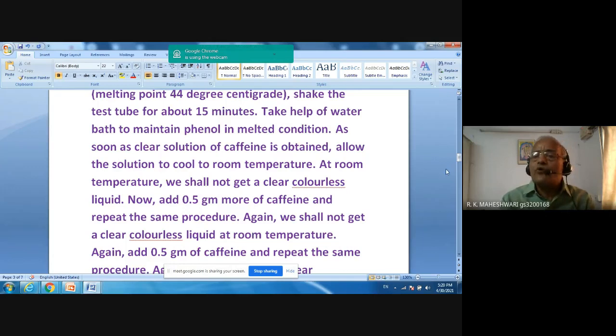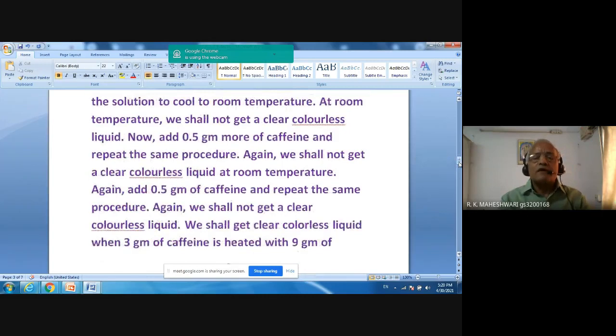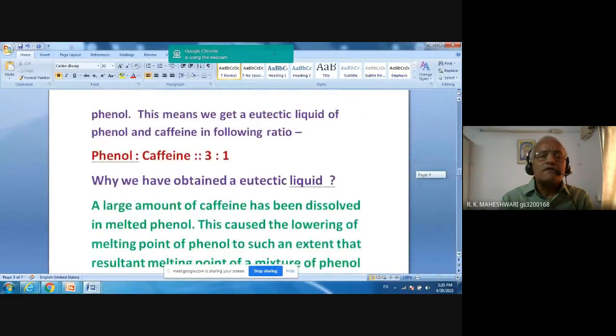Again, you will go on adding 0.5 gram of caffeine each time. When shall you get this liquid? We shall get clear colorless liquid when 3 gram of caffeine is heated with 9 gram of phenol. This means we get a eutectic liquid of phenol and caffeine in the following ratio: 9:3. 9 gram phenol, 3 gram caffeine, means 3 gram phenol, 1 gram caffeine. So in this ratio, you will get a clear liquid, meaning eutectic liquid.